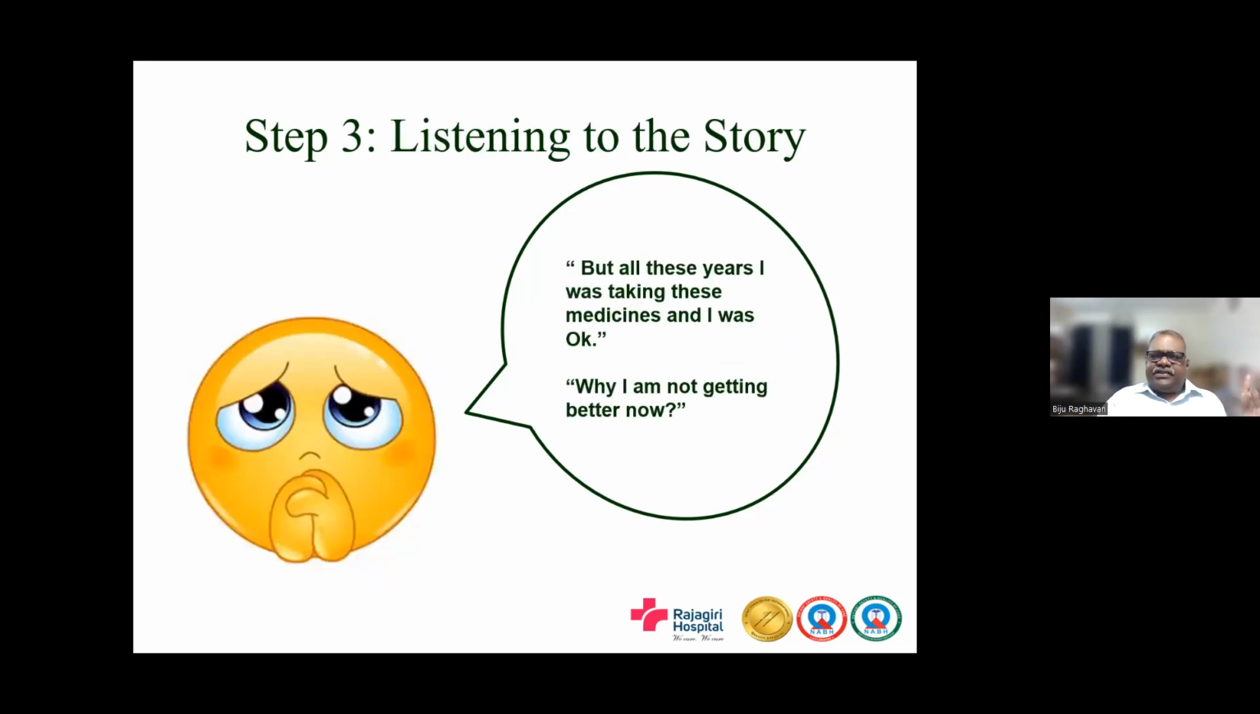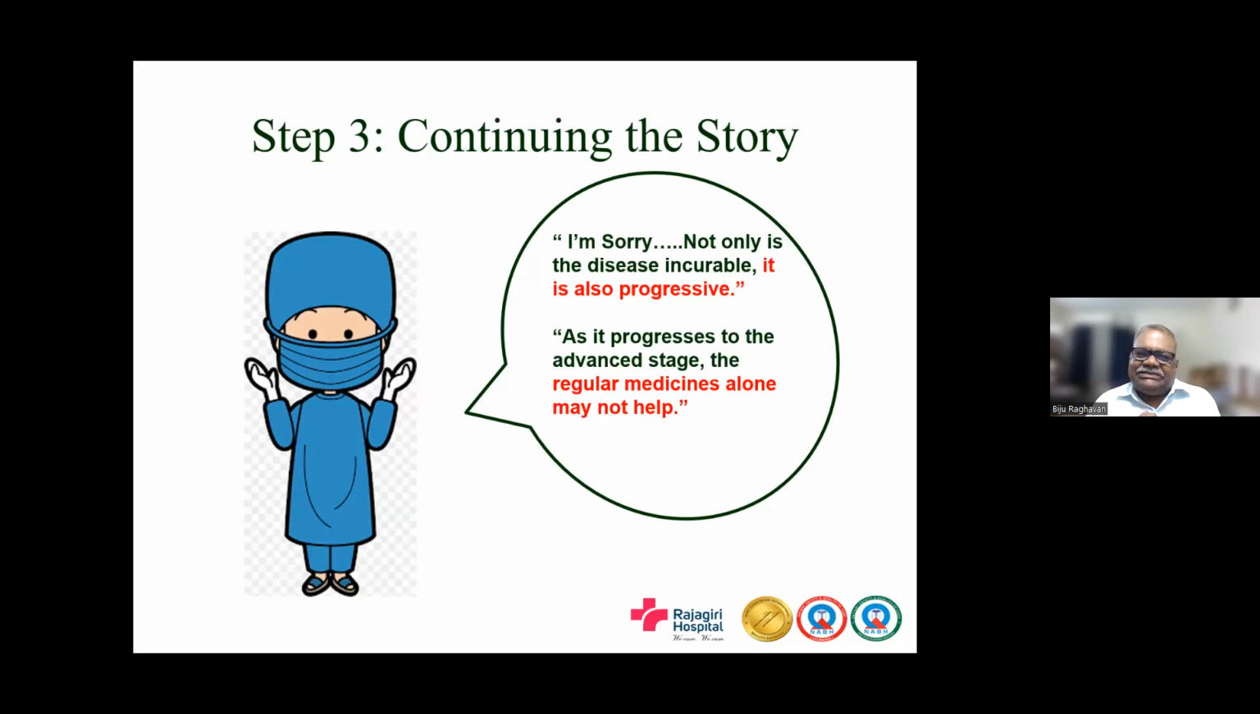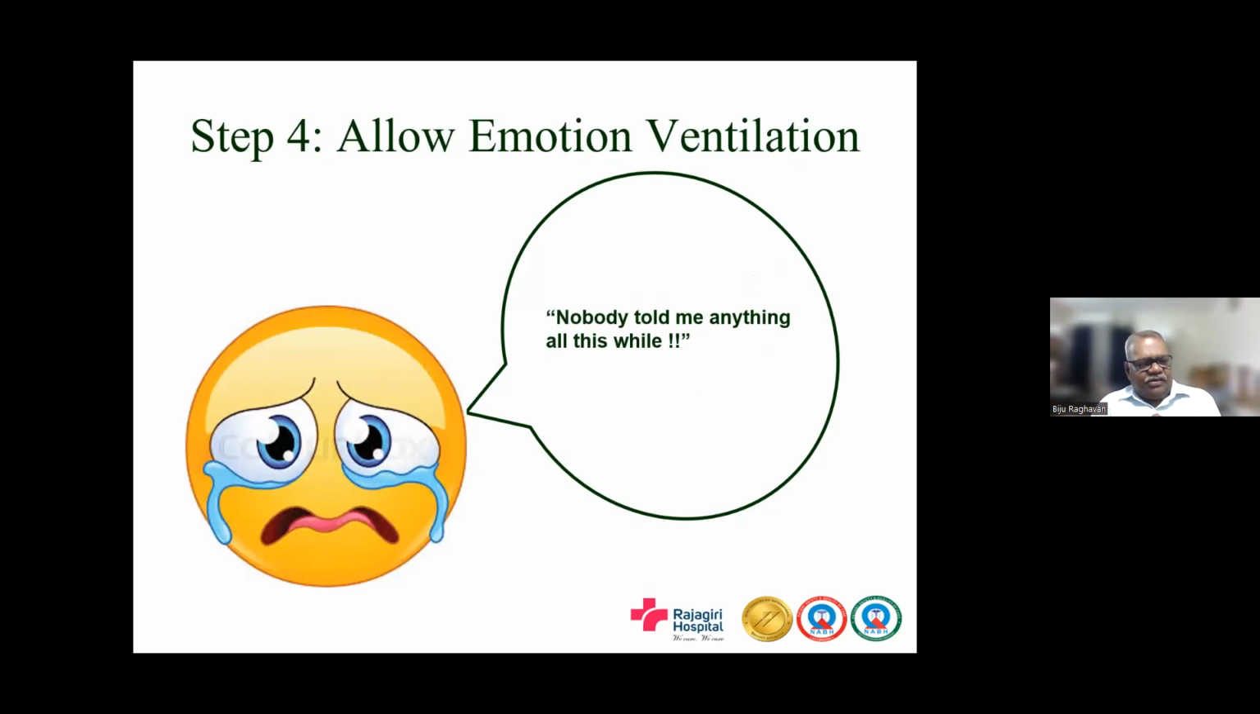But all these years I was taking these medicines and I was okay. Why am I not getting better now? I'm sorry. Not only is the disease incurable, it is also progressive. As it progresses to the advanced stages, the regular medicines alone may not help. It has been helping you a lot. Your doctors have been giving you these medicines. They were the correct medicines to be taken. But as it progressed, now those medicines are really not helping now. Nobody told me anything all this while.